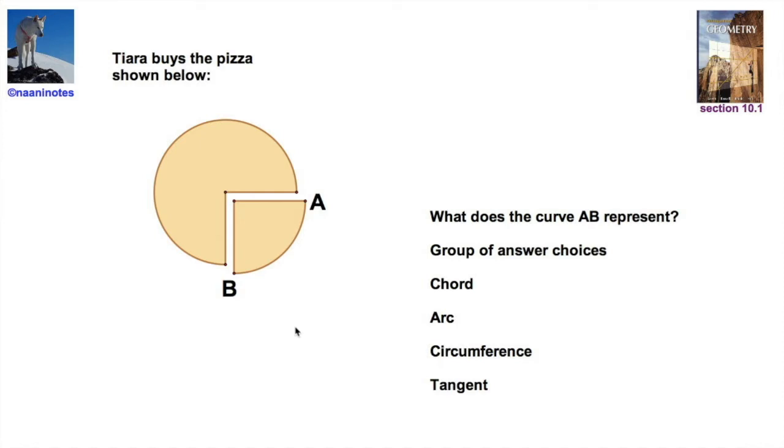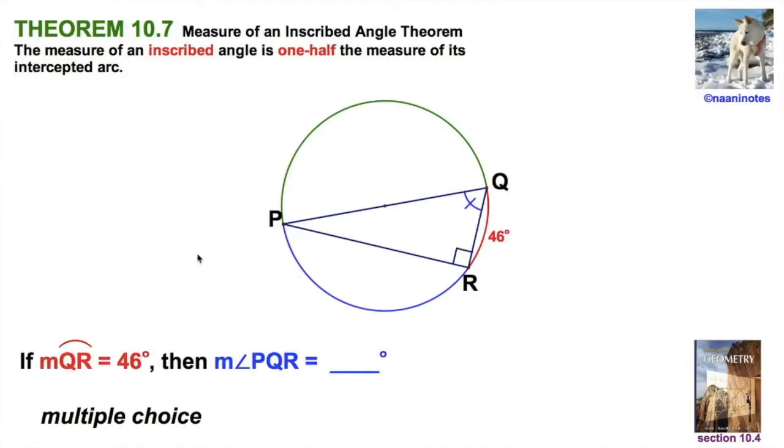A tangent would be a line that's exterior to the circle. So this curved spot, the only thing that makes sense to me is an arc. All right, so the first three were pretty easy. Let's see if they get a little more exciting.